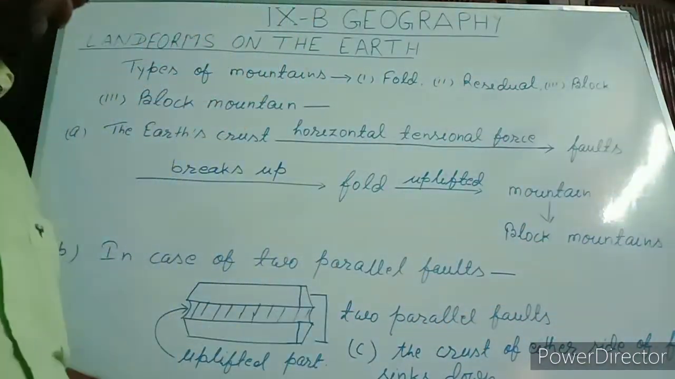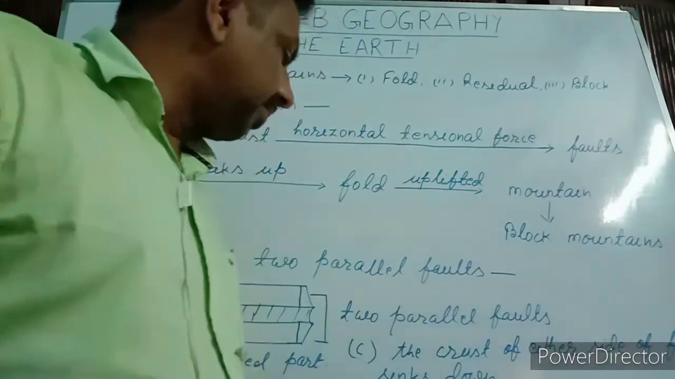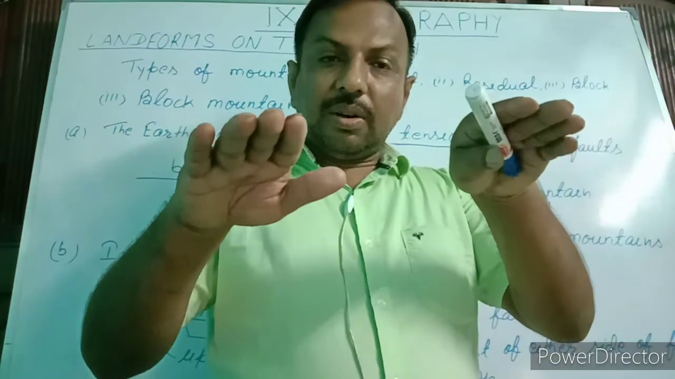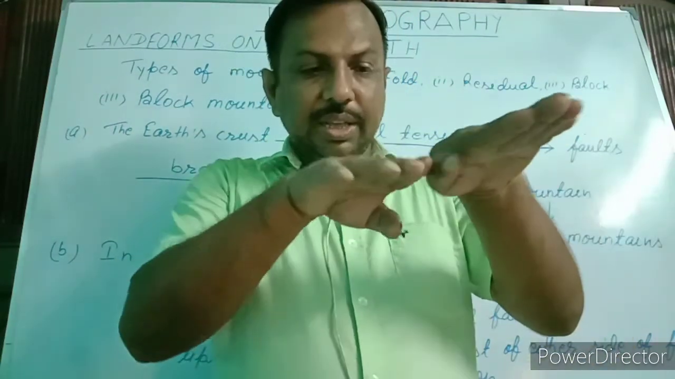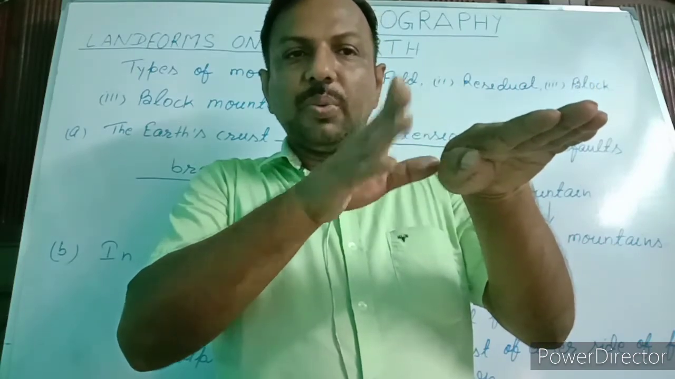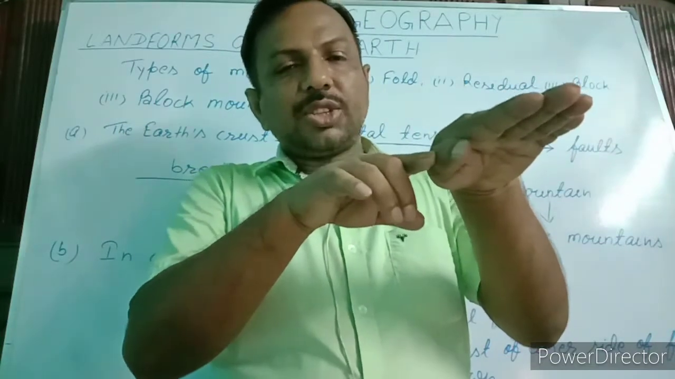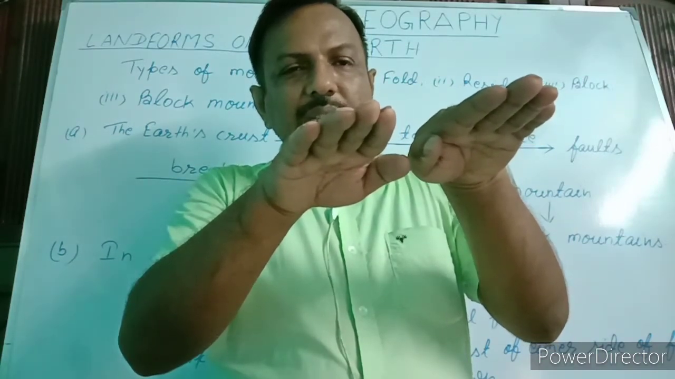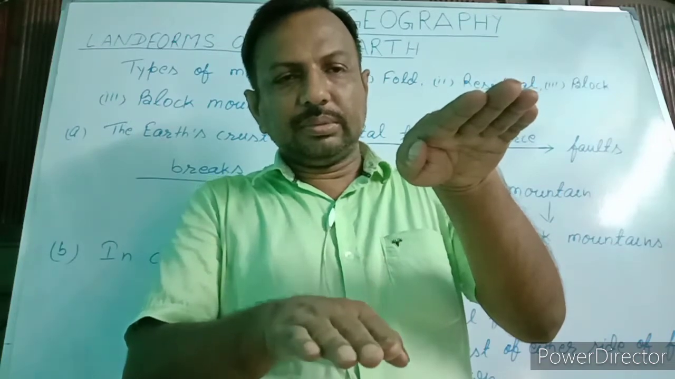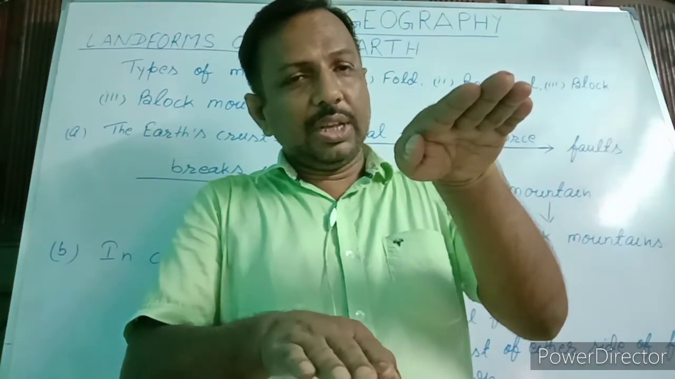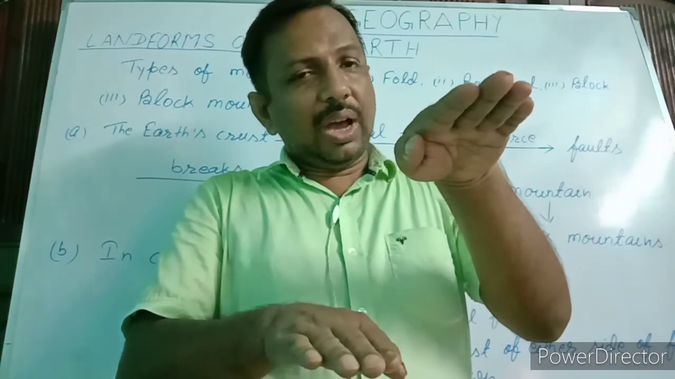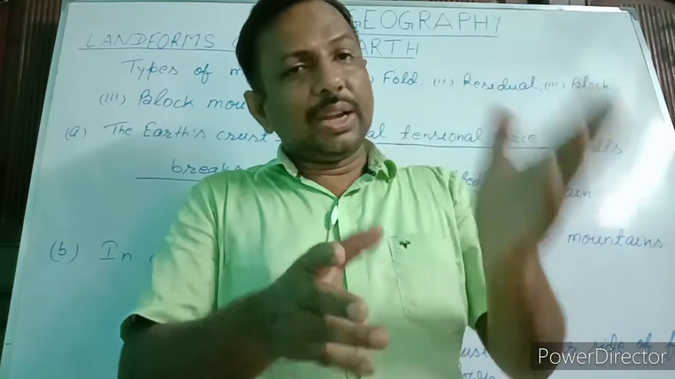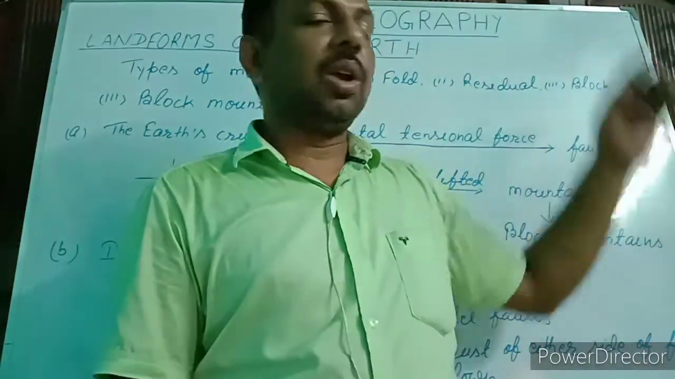Then the third process: the crust on either side of the fault, the earth crust. Suppose this is the edge of the fault. Fault means a line of weakness from where the earth crust can break up. This is the edge of the fault and this is the edge of the earth crust, and due to some reason this earth crust will sink down. Obviously, you can understand the part of the fault will remain up and that will take the shape of a mountain. That is also a process of the formation of block mountain.